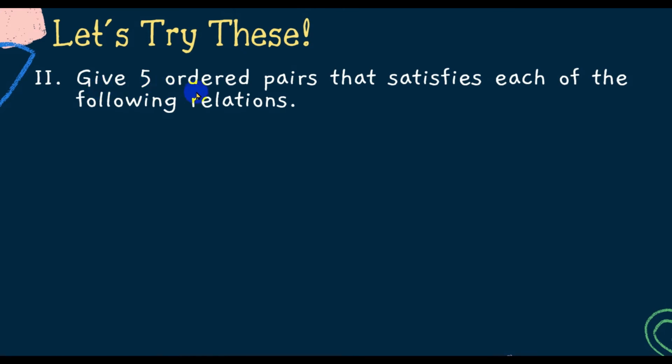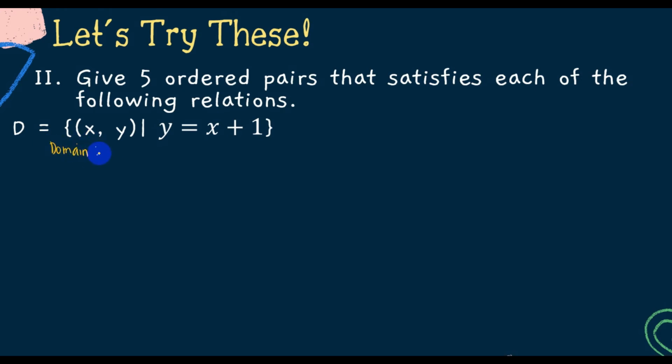So we have here, give 5 ordered pairs that satisfies each of the following relations. So tayo naman daw ngayon na magbibigay na ordered pair gamit yung given relation. So for the relation letter D, we have here the relation between the x and y such that y is equals to x plus 1. So ang gawin po natin para mas maging accurate yung sagot natin is to determine tayo ng domain natin.